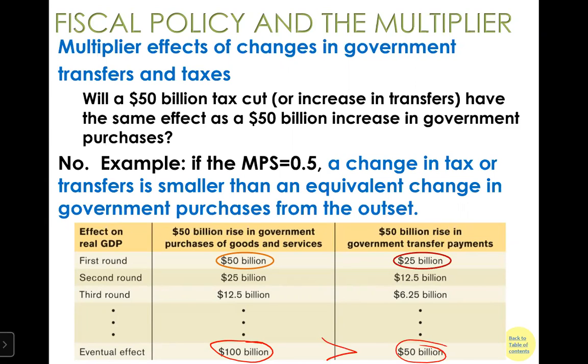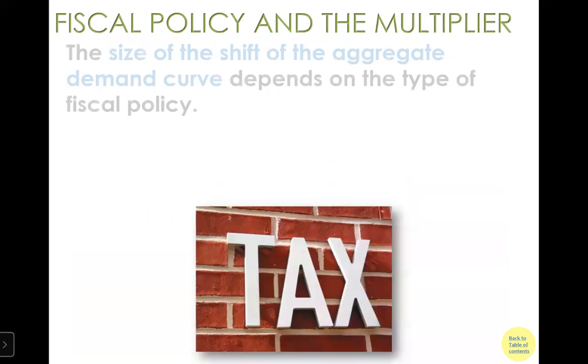The main difference is that when the government purchases goods and services, you can see immediately there are 50 billion. On the other hand, if the government gives households 50 billion, the households will spend a fraction and save the rest. So the initial round effect is different, and toward the end, the total effect is different. Right, so this is the multiplier.